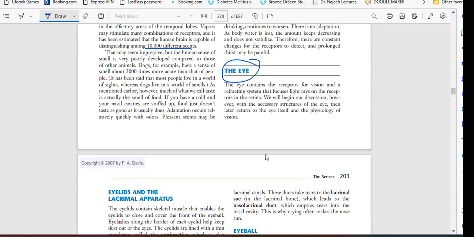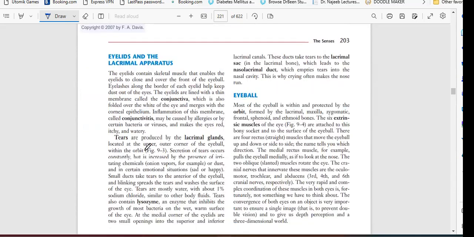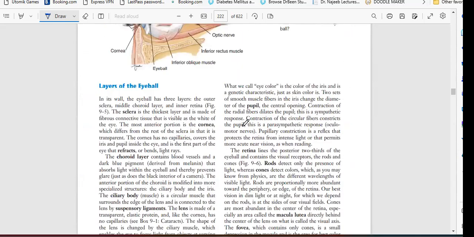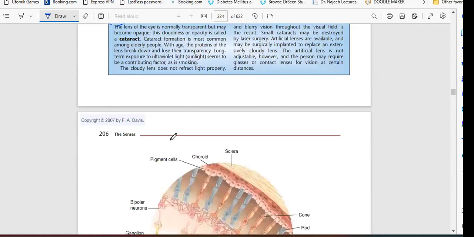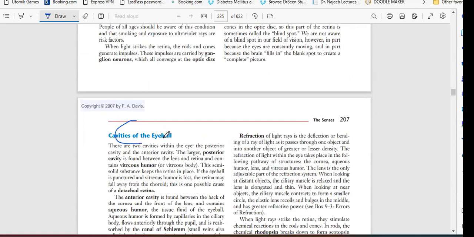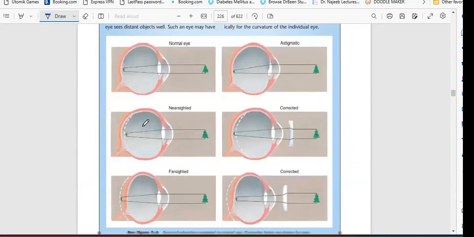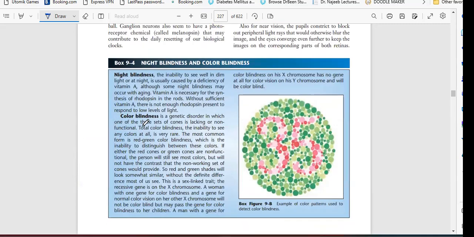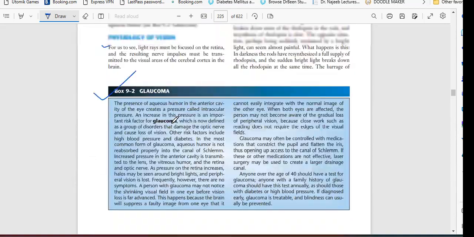What are the contents present in the eye? So we will talk about the eye, eyelids and the lacrimal apparatus, eyeball, okay, and layers of the eyeball, and we have the subtopic cataract. What is cataract? We will talk about cavities of the eyeball, and we will also talk about physiology of the vision, how vision will get into our eyes and reach the brain. Next, we will talk about glaucoma, errors of refraction, night blindness. Okay, so these are the things we will talk about in the eye.